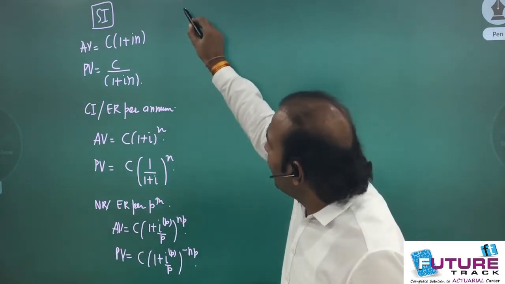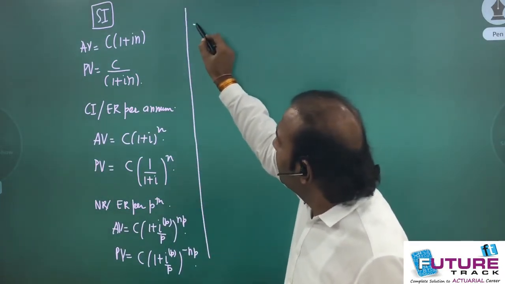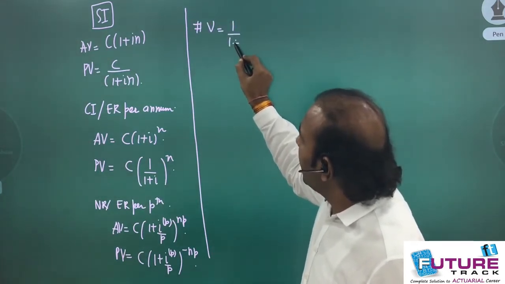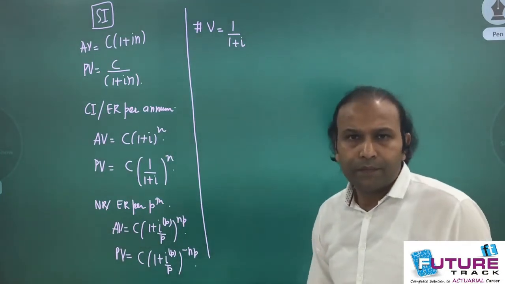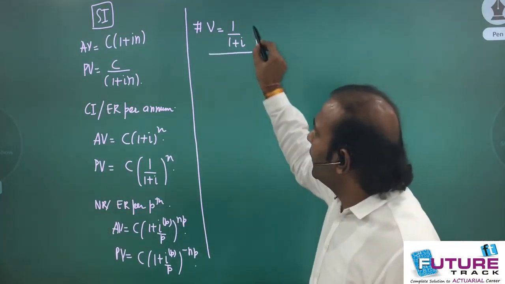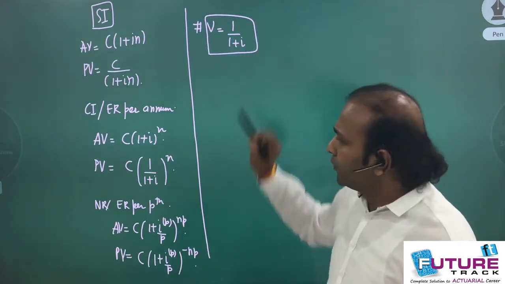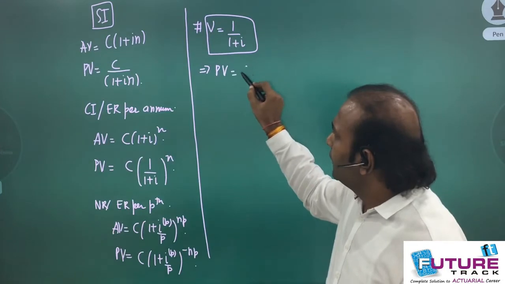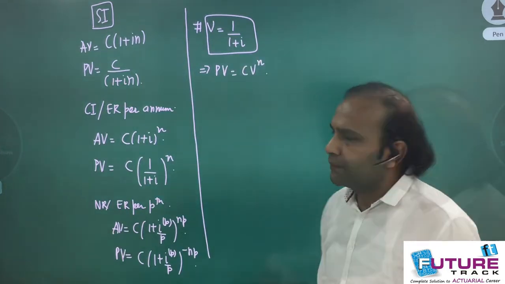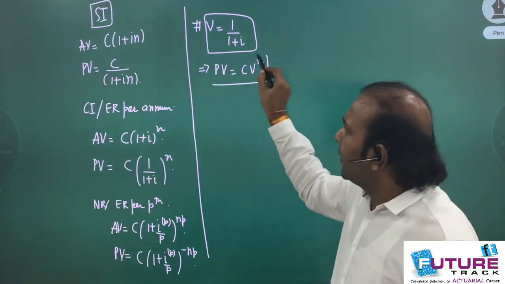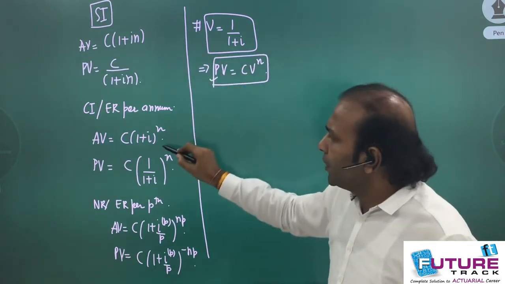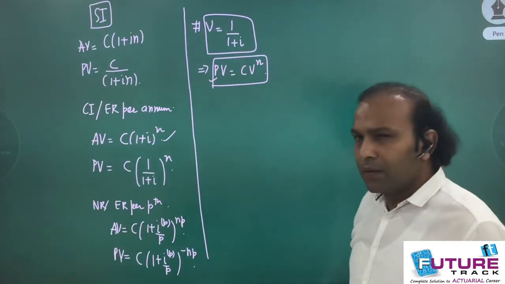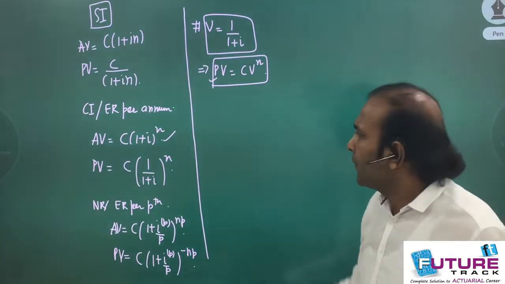Class, here one more very important thing, we are having one more notation called v, which is 1 by 1 plus i. This is another very important notation. So if we use this notation, my present value formula becomes C v raised to power n. So the question comes, why have we written it like this? So that we can differentiate between present value and accumulation. Now let's discuss the new topic, discount rate.